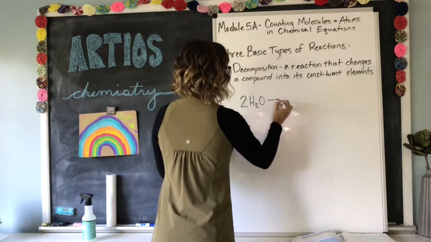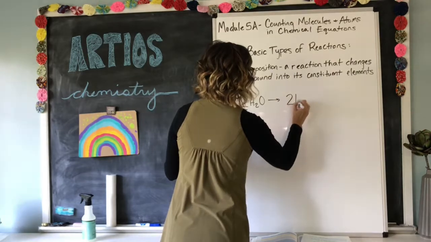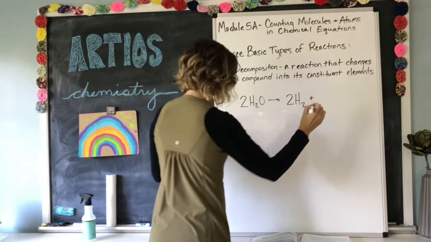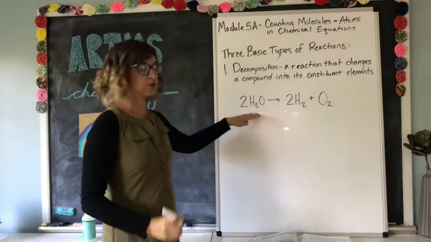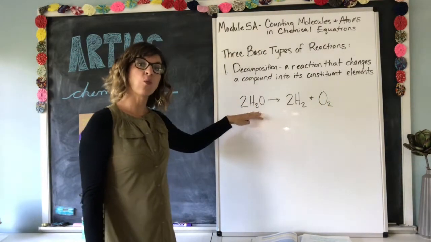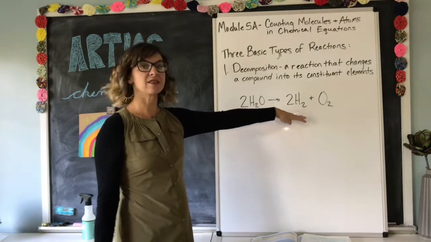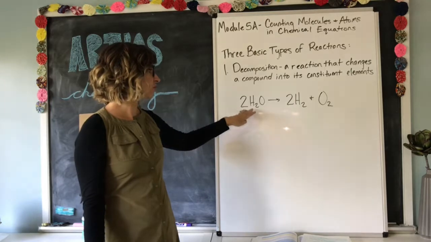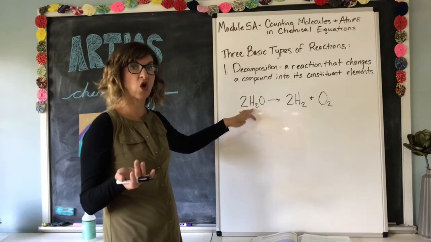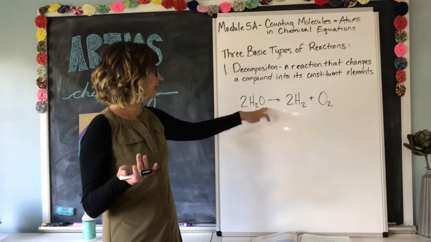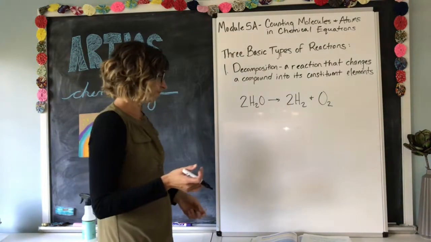2H2O yields 2H2 and O2. Okay, so if we were just given water and we were told what is the decomposition reaction for water, we would be able to predict the products just by splitting it up into hydrogen atoms, actually hydrogen molecules since it's a homonuclear diatomic, and oxygen molecules. So you just split them apart and then you balance the equation.